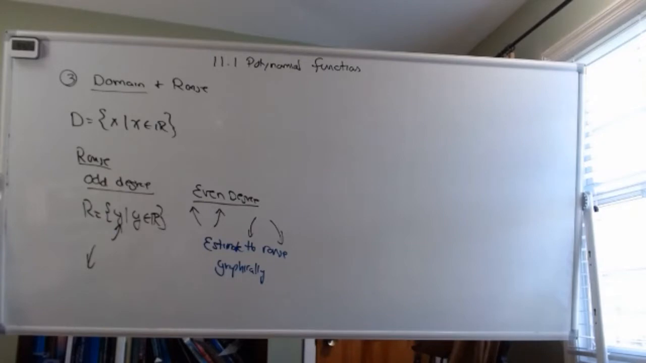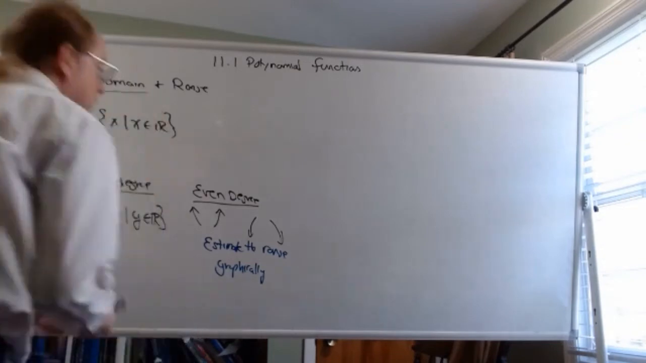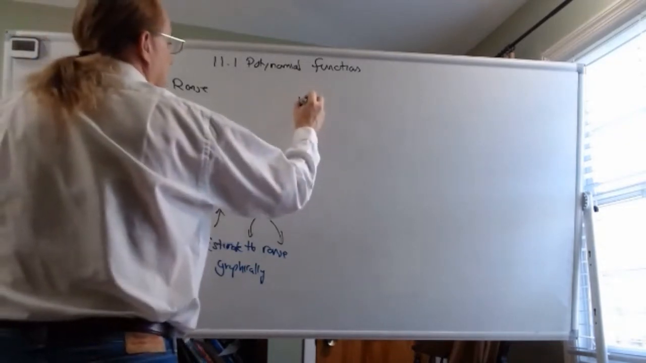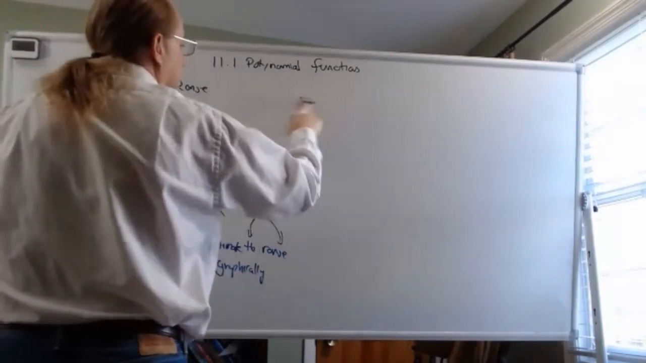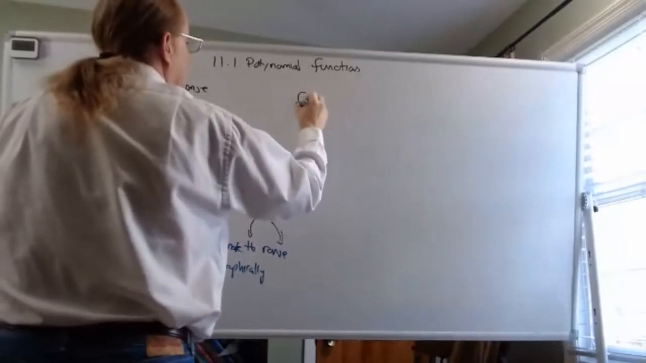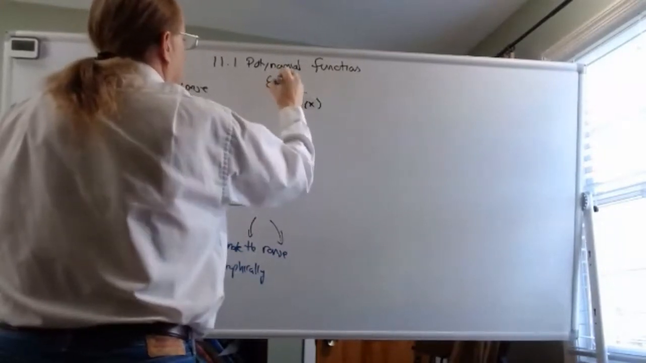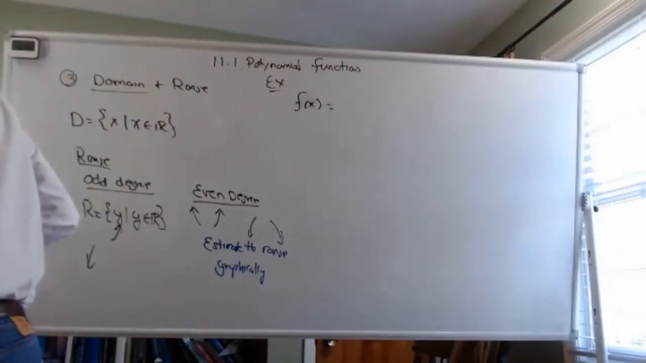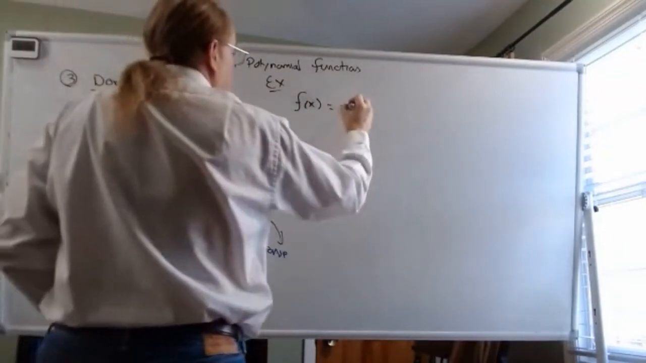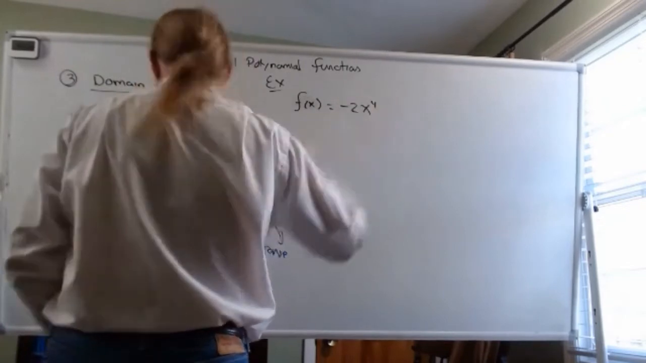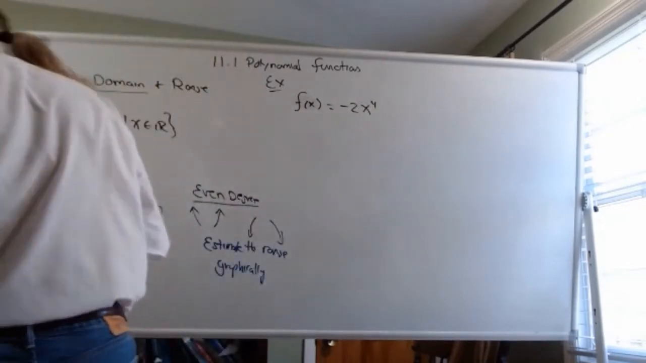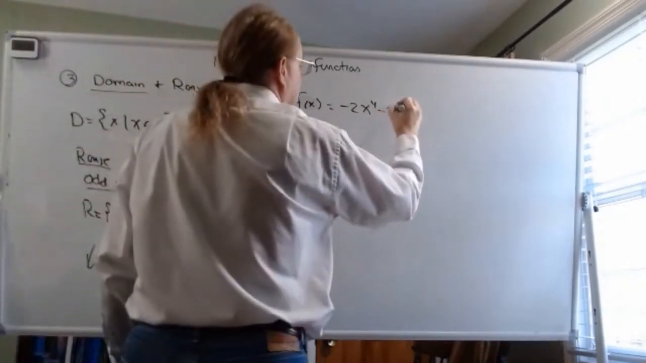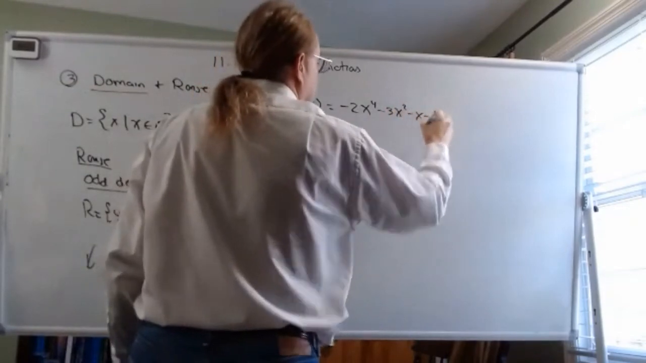So let's take a look at a problem. I'm going to go to Desmos, and let me just put the problem up on the board. So we're going to look at an even degree polynomial, f of x is equal to minus 2x to the fourth, minus 3x squared minus x minus 1.